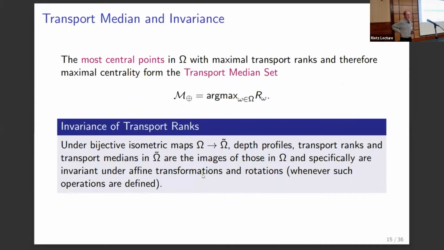Then we can define a transport median, which means the most central points in our metric space. Here we just take the set which has maximal transport ranks. This is a set, we don't know how many points there are. So this is just the argmax of the transport ranks in terms of elements in omega. There is an invariance for this. You can show that these are invariant under bijective isometric maps. And if your space actually allows affine transformations and rotations, like if it's a subset of R^p, for example, then you can show that everything stays invariant under such operations.